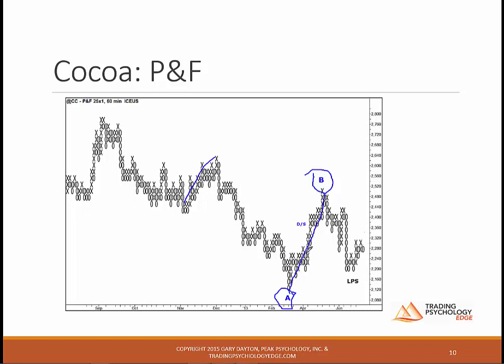So now I just want to orient you. The box size here is 25 points. This is just like a 1x1 point and figure chart, but because of the way cocoa is represented, this is trading around 2300. So 1 point would be just crazy. It would be way too small of a figure chart to use. So we use 25 points, okay? And then a reversal is 25 points. So it's a one box reversal, if you will.